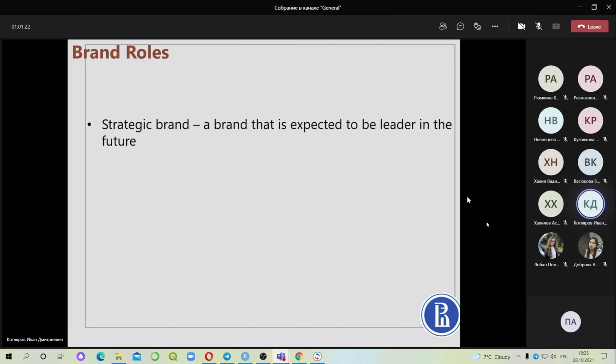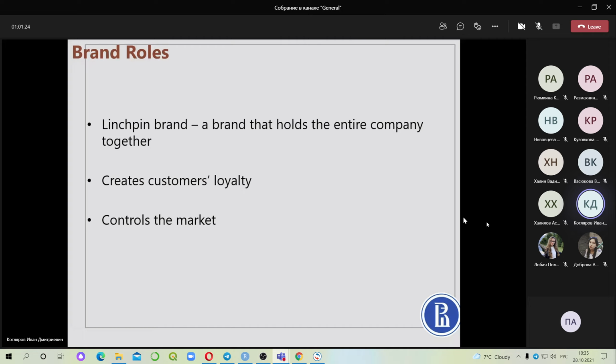Great. So let's continue. Linchpin brand. Ladies and gentlemen, linchpin brand. It is a brand that holds the entire company together. It is very similar to corporate brands, actually. We have a brand which creates a general perception of our company or now of our ecosystem. So, Sber, it is a linchpin brand. It holds the entire ecosystem together. The whole ecosystem is united by this brand.